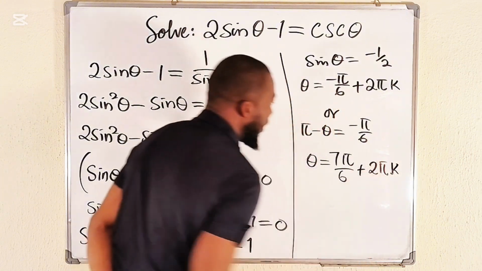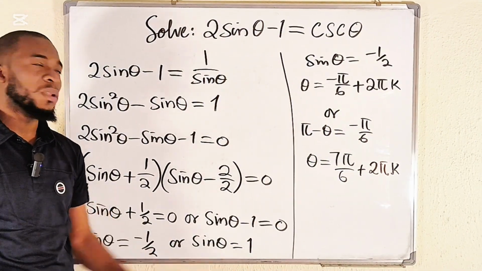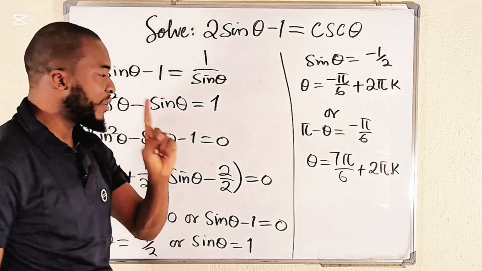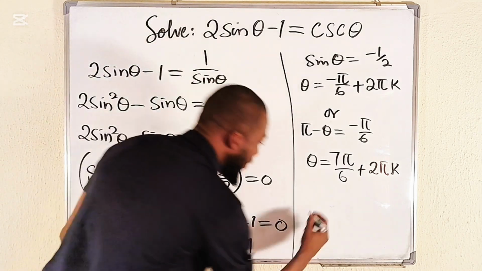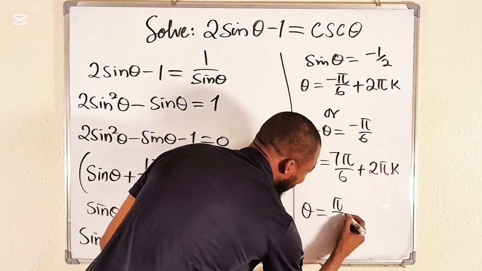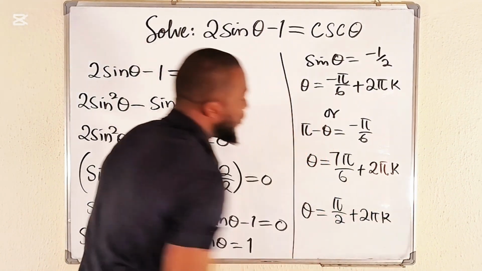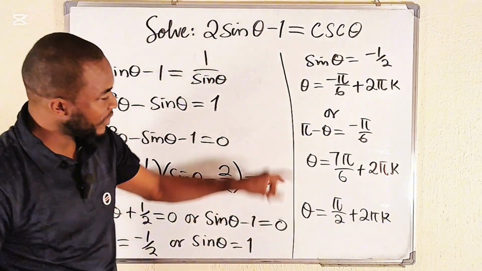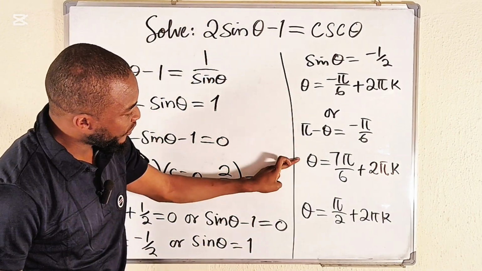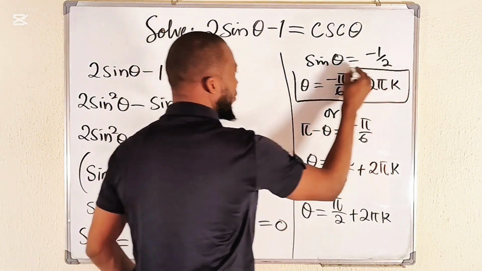2 solutions so far. Then the last one here, sine of what angle will give us 1? Only 1 point at 90 degrees. That is pi over 2, right? So theta will also be equal to pi over 2, which is 90 degrees, plus multiples of 2 pi. So we have how many solutions? 1, 2, 3 solutions with their coterminal angles.